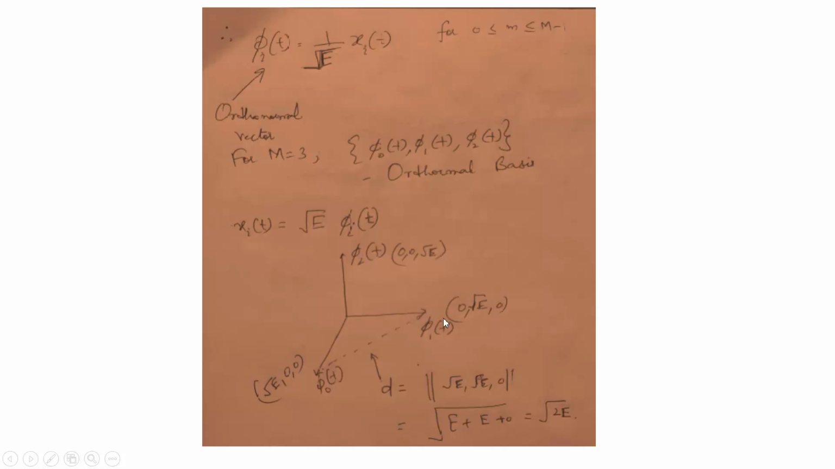The coordinates of the second point, for phi_1(t), will be 0, under root E, 0, and of the third, 0, 0, under root E. Now if you find the distance between two points, using this coordinate and this coordinate, you will see that the distance is under root 2E.